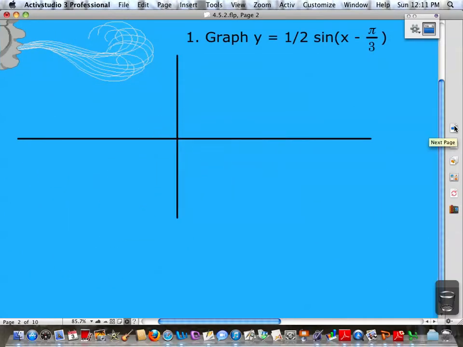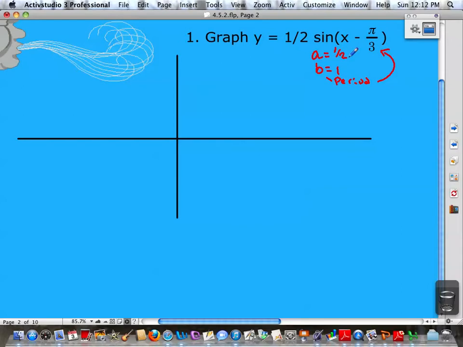So if we look at the first one here, we've got y equals 1/2 sine of the quantity x minus pi over 3. So we need to look at a couple of things. Number one, we need to know what's the amplitude. We need to know our b value, because that's going to tell us something about our period. But more importantly, we're going to use that x minus pi over 3 to get the period. So here our b is 1. Our a is 1/2. So we know our amplitude will be 1/2.